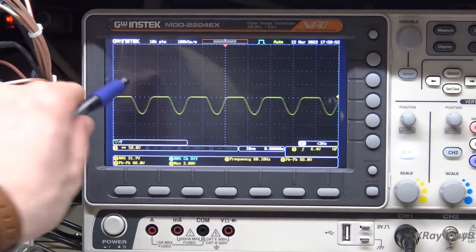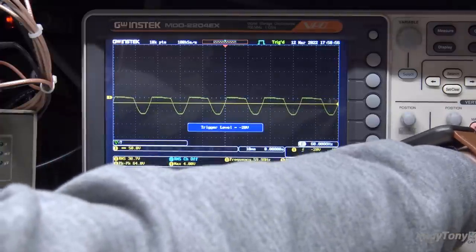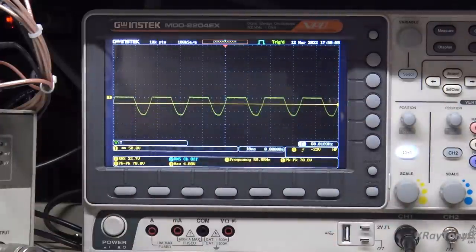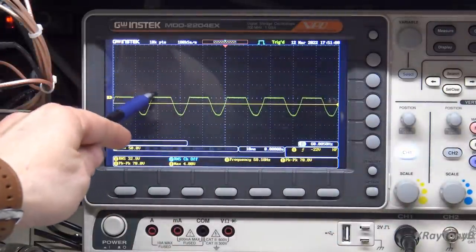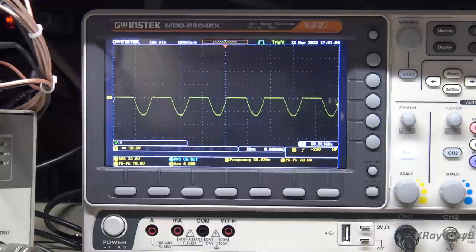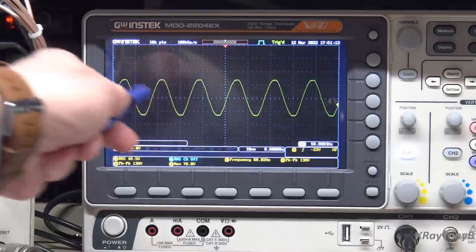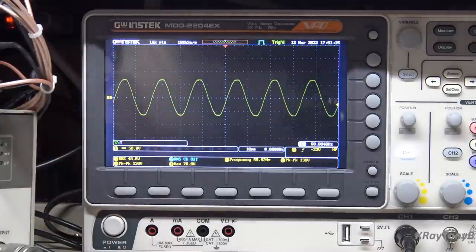Only half of the waveform. Do you notice that? And if we adjust our trigger, it'll stay still. So this part of it is being clipped off. Now let me put that jumper on there and see. And the bulb, of course, will get brighter. And the reason it gets brighter is because now the whole signal is there.